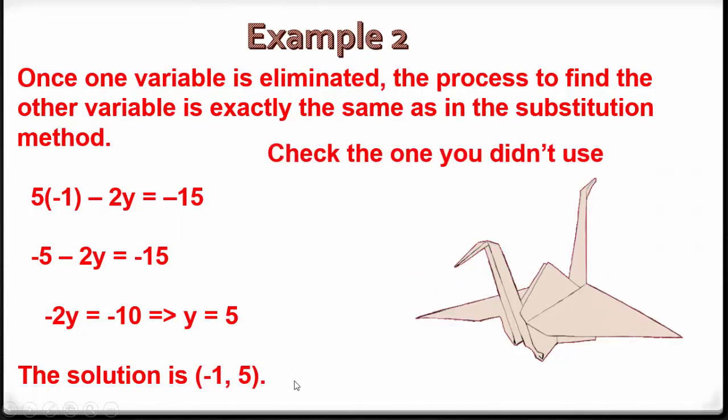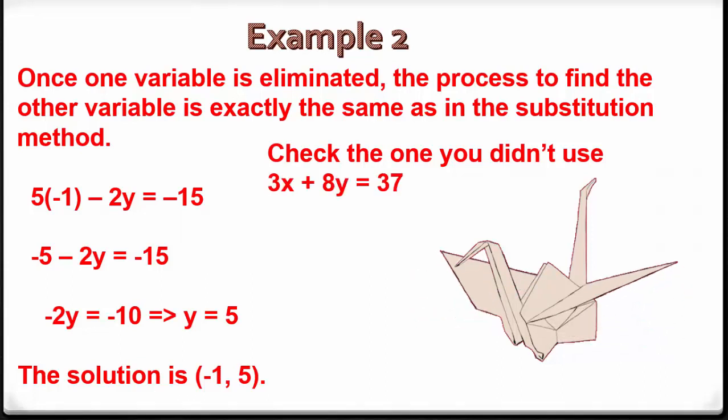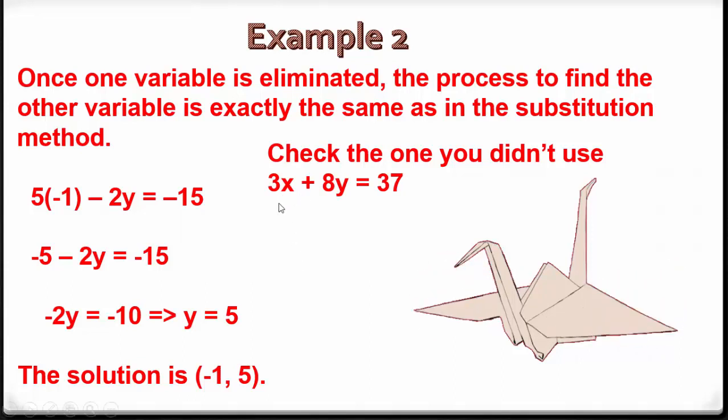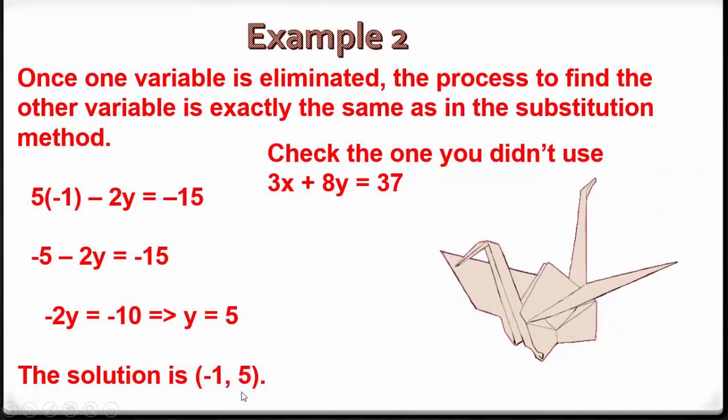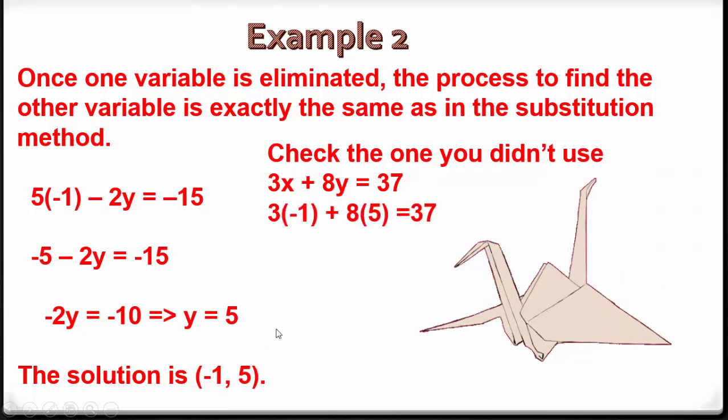Now, of course, I want to check against the one that I didn't use. And since I didn't use the second equation, I will use that one. So I will substitute in my x is equal to negative 1 and my y is equal to 5 and see if it works out.